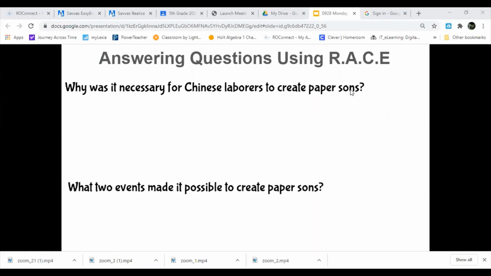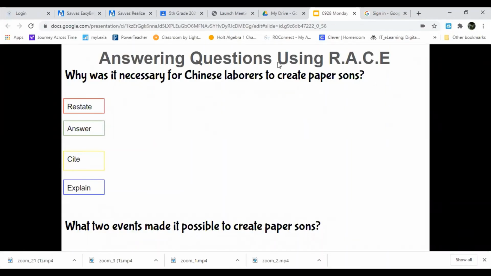Remember, when we are answering questions using the RACE strategy, we need to restate the question, answer the question, cite evidence from the text, and explain how the evidence you cited supports your answer. Let's use the RACE strategy to answer the first part of this question.